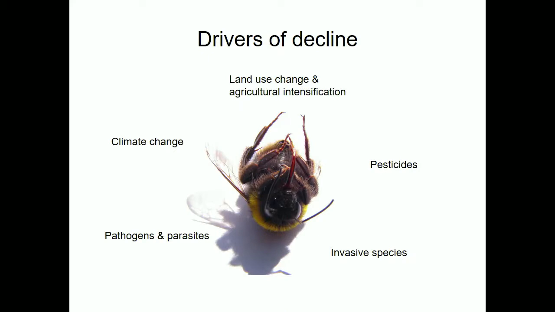So there are several drivers associated with this decline. Nick and Penelope already addressed the pesticides. Bees can also suffer from invasive species, pathogens and parasites, climate change, but general consensus is that land use change and agricultural intensification since the second half of the previous century is one of the most important drivers of the decline of many bee species.